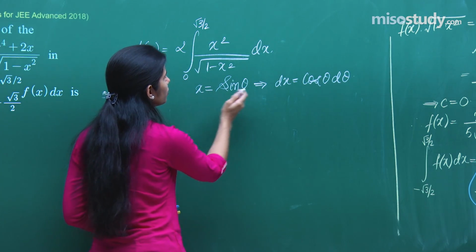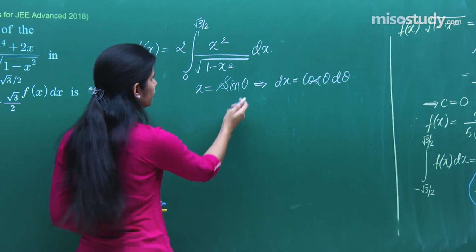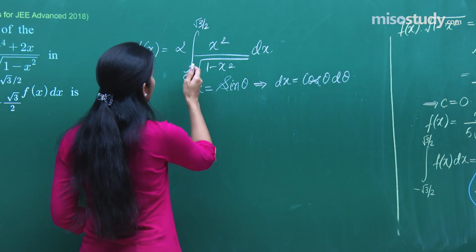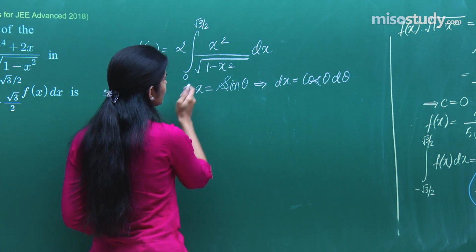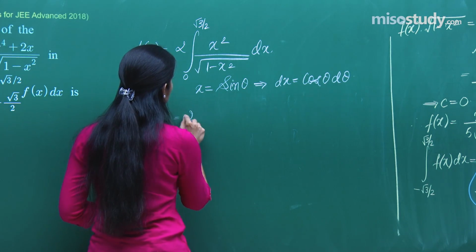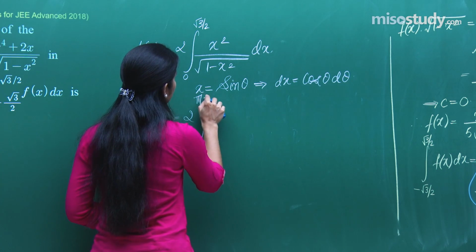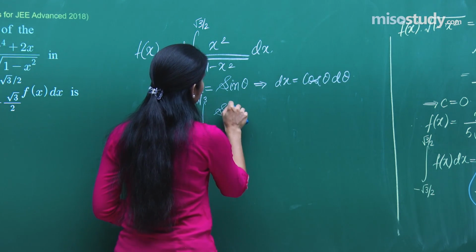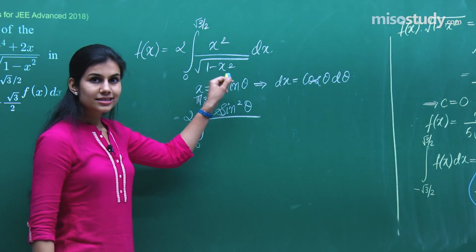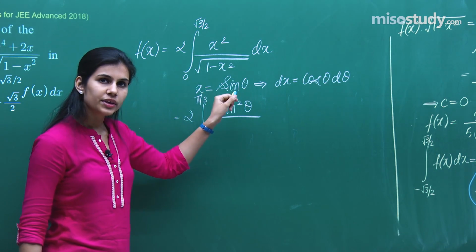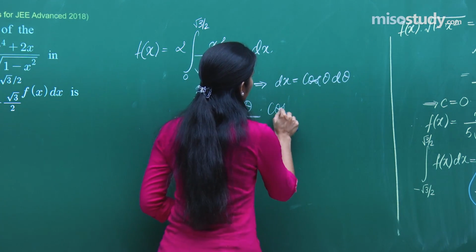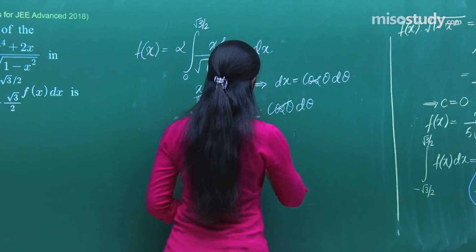And if x is 0, sine inverse x is 0, so theta is 0. And if x is root 3 by 2, sine inverse root 3 by 2 is pi by 3, so theta is pi by 3. So you get 2 times the integral from 0 to pi by 3 of sine square theta upon under root 1 minus sine square theta, which is cos square theta with the under root sign, that means cos theta, into cos theta d theta.